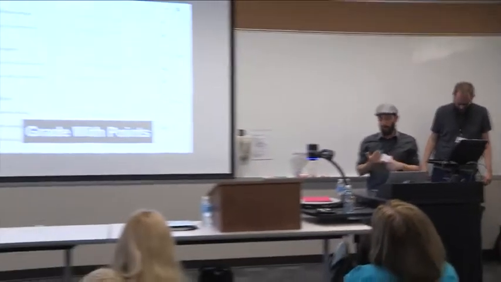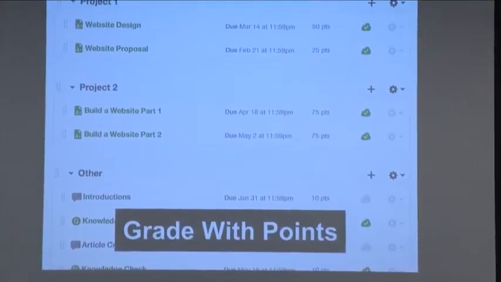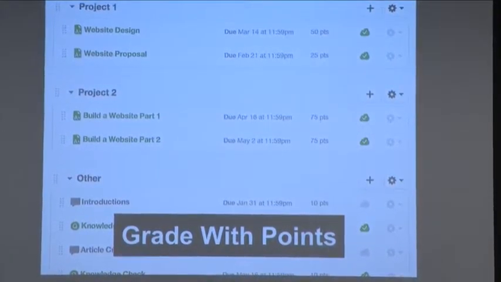So this one's my favorite. That's why I get to start with this slide. Grade with points. If you are grading with letters or percentages or ancient Russian runes or some kind of crazy Gaelic, you're making your life really complicated and difficult, and you're not benefiting your students in any way.